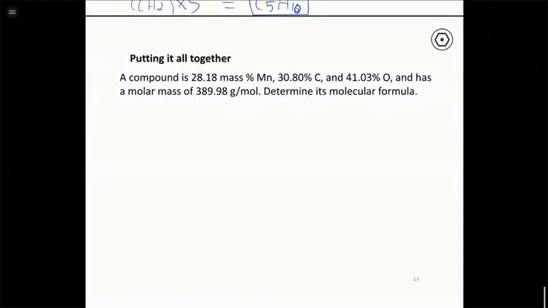So let's say we have a compound that is 28.18 mass percent manganese, 30.80% carbon, and 41.03% oxygen. And we know that the molar mass is 389.98 grams per mole. So what is the molecular formula? Again, the two steps are first find the empirical formula and then find the relationship between the empirical formula and the molecular formula by using the given molecular mass.